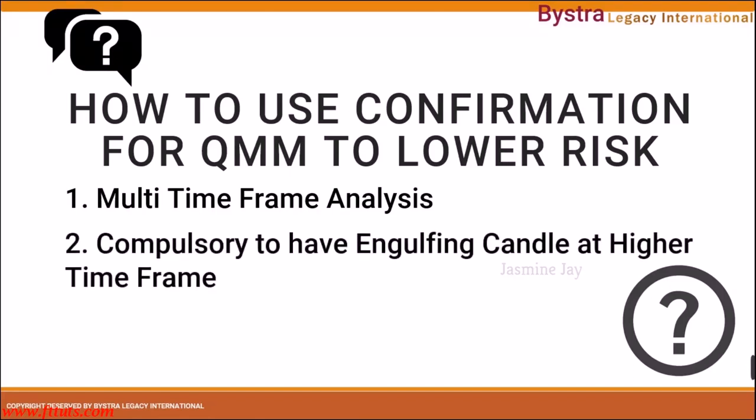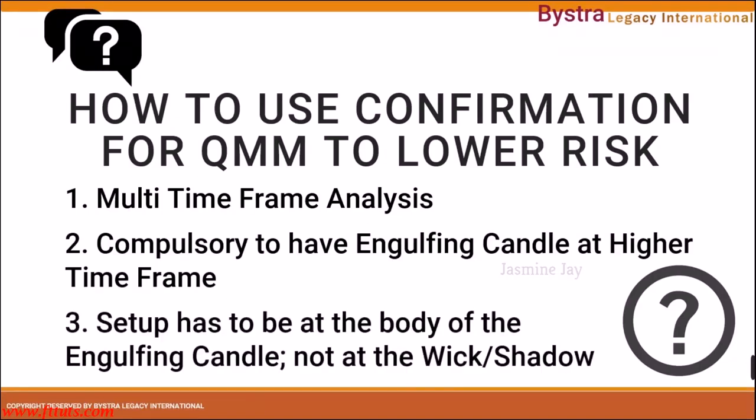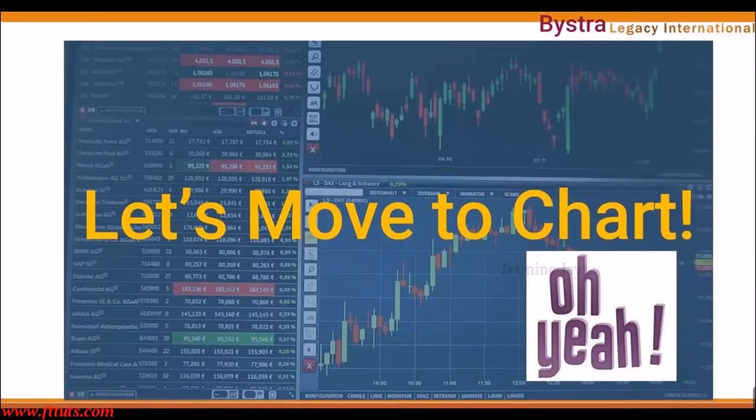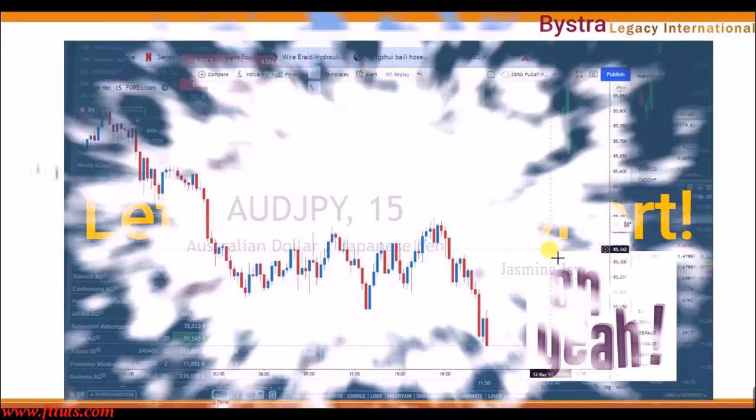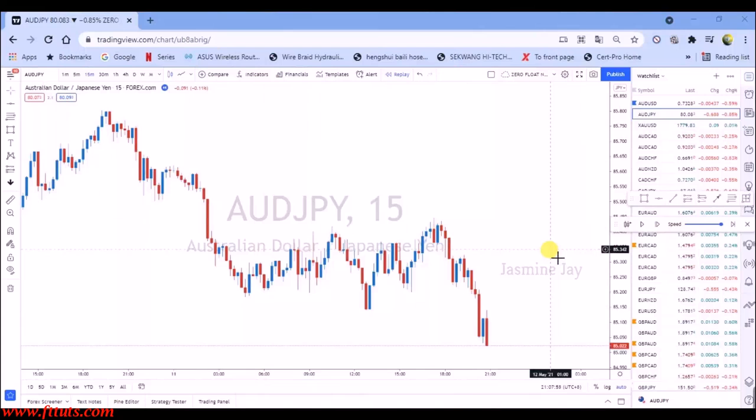Secondly, it is compulsory to have an engulfing candle at the higher time frame. And third, the setup has to be at the body of the engulfing candle and never at the wick or at the shadow of the engulfing candle. These are considered very high risk. Alright, so let's move to the chart and I will show you some setups with a good confirmation. Let's go guys! Guys, we are back on our TradingView chart.